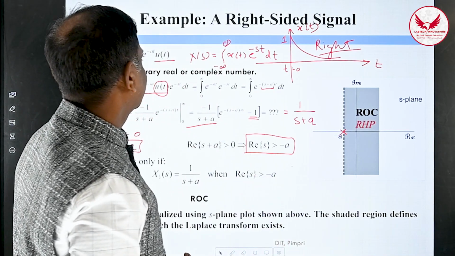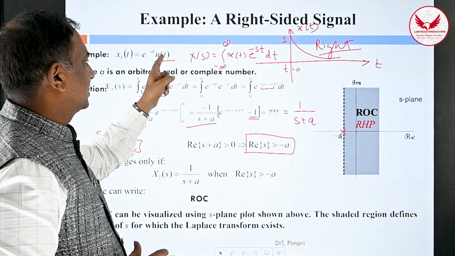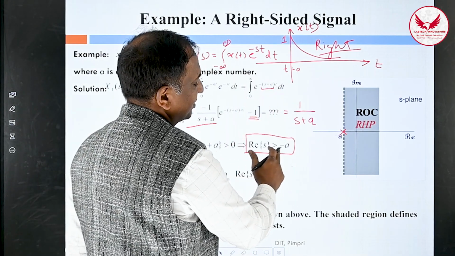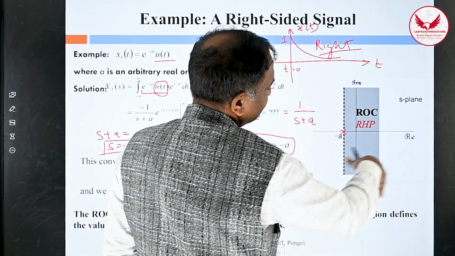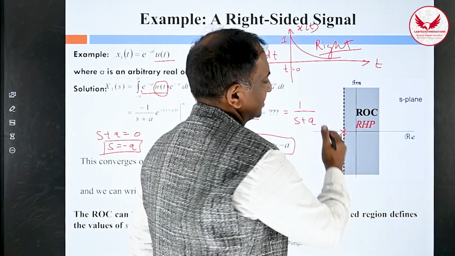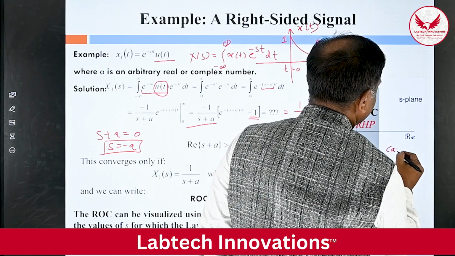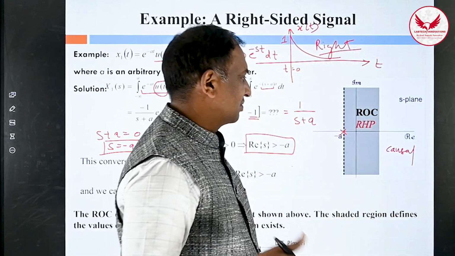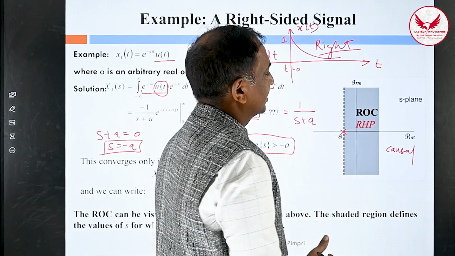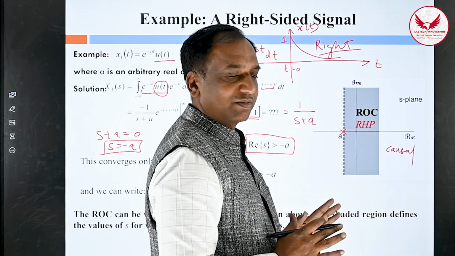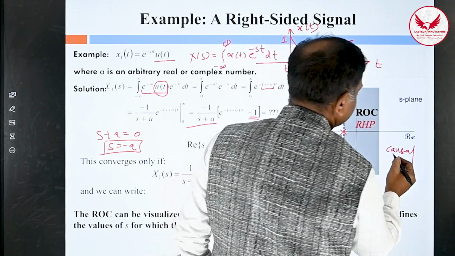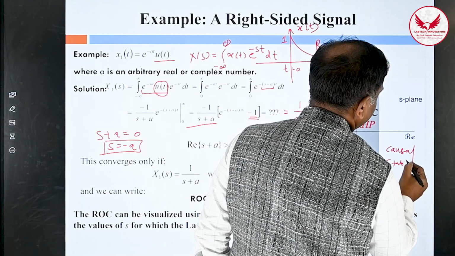Overall, the Laplace transform of x1 of t is equal to e raised to minus at u of t is 1 upon s plus a, and its ROC is real part of s greater than minus a. From this s plane also you can identify whether the signal is causal or not. If the ROC is right-handed, the signal is a causal signal. And we have seen in the stability analysis, if the ROC in the s plane contains the j omega axis, the system is stable. Here the system is also stable because the j omega axis is present in the ROC. So it is causal and the system is stable. Both you can find out.